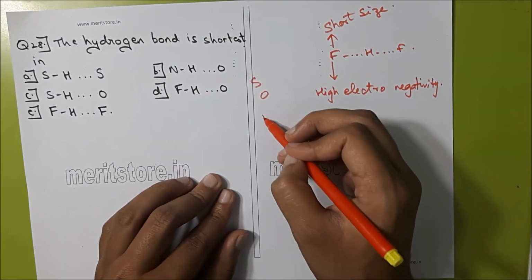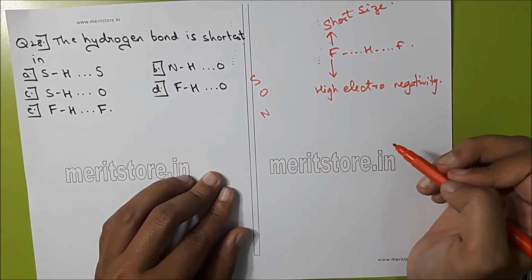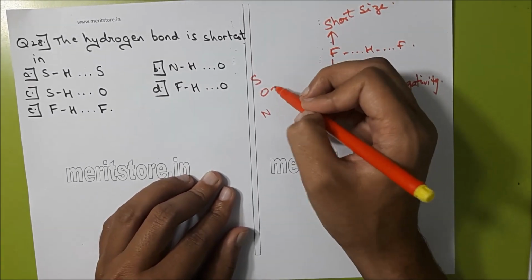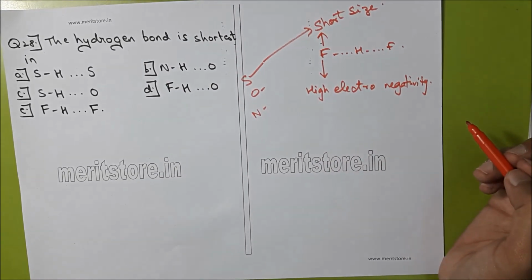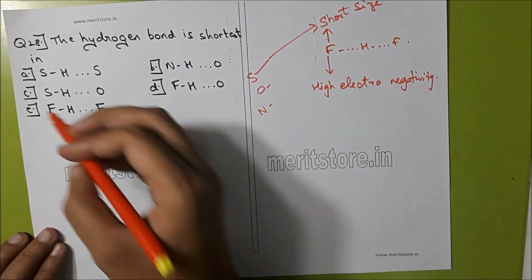As compared to nitrogen and oxygen, fluorine is more electronegative, and as compared to sulfur, it is smaller in size. So option E is the correct option.